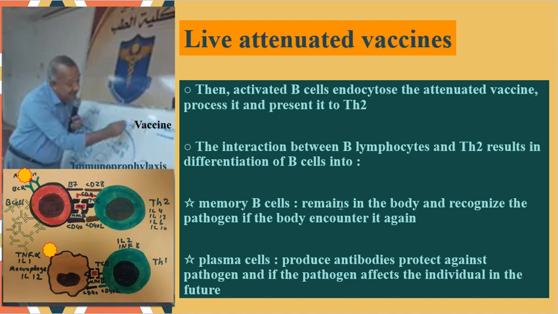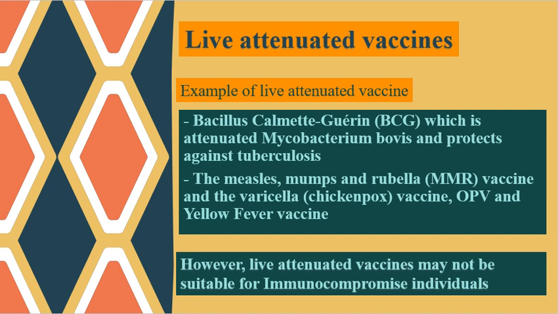Memory B cells remain in the body and recognize the pathogen if the body encounters it again, I mean, in the future or during a future infection. Plasma cells produce antibodies. These antibodies protect against pathogens if the pathogen affects the individual in the future. So according to the longevity theory, plasma cells can also produce, together with antibodies, memory cells that have the capacity to memorize the pathogen.